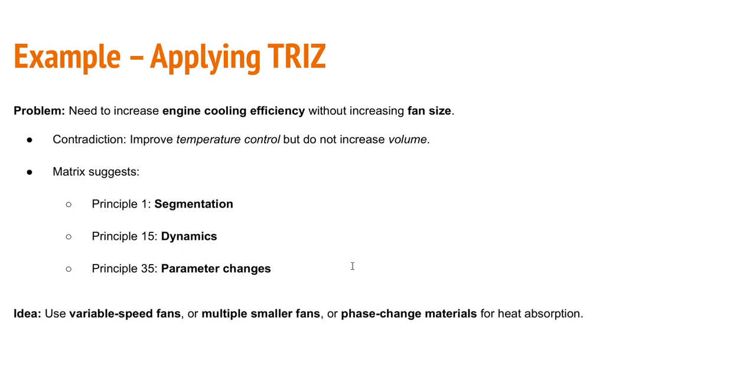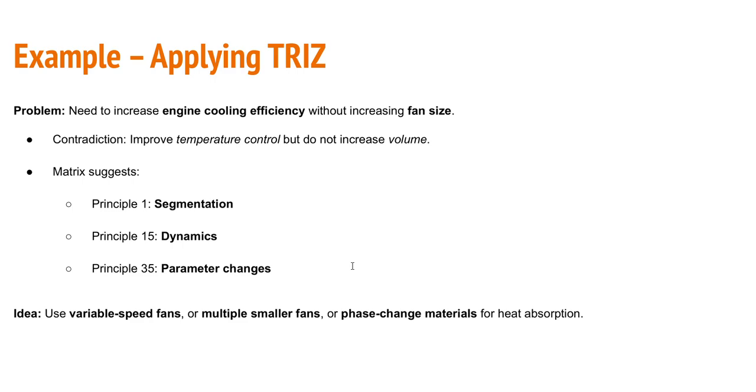This is an example of applying TRIZ. The problem: need to increase engine cooling efficiency without increasing fan size. First of all, we have to analyze the need. Contradiction: improve the temperature control but do not increase the volume. We have to control the temperature but not increase the volume.